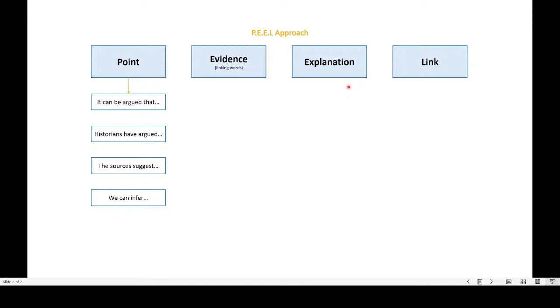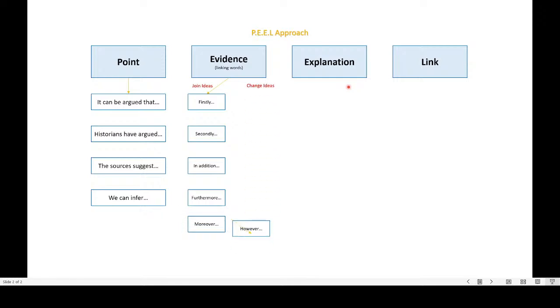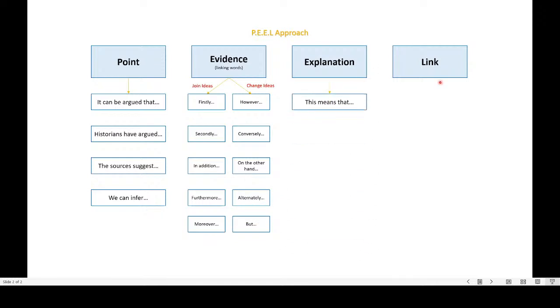To provide evidence in your paragraph, you use what are called, when you go to college and look at historical essay writing, connective words or linking words. There are two types of linking words to help provide evidence. We have ones to join ideas: firstly, secondly, in addition, furthermore, moreover. Or connective words to help us change ideas: however, conversely, on the other hand, alternatively.